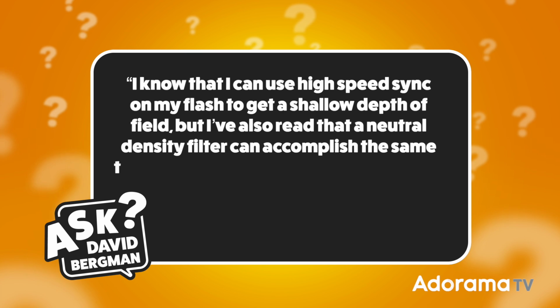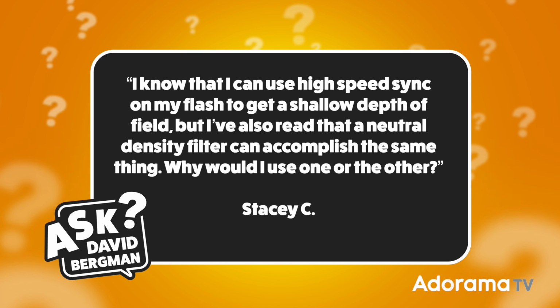Today's question was sent in by Stacey C, and she wants to know: I know that I can use high-speed sync on my flash to get a shallow depth of field, but I've also read that a neutral density filter can accomplish the same thing. Why would I use one or the other? So what are we talking about here?